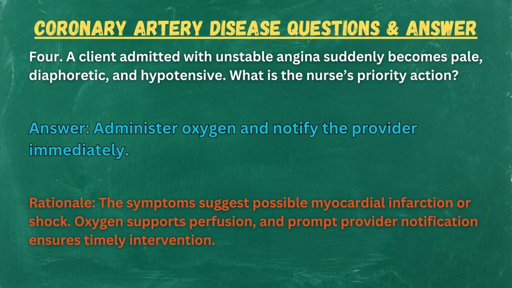What is the nurse's priority action? Answer: administer oxygen and notify the provider immediately. Rationale: the symptoms suggest possible myocardial infarction or shock. Oxygen supports perfusion, and prompt provider notification ensures timely intervention.